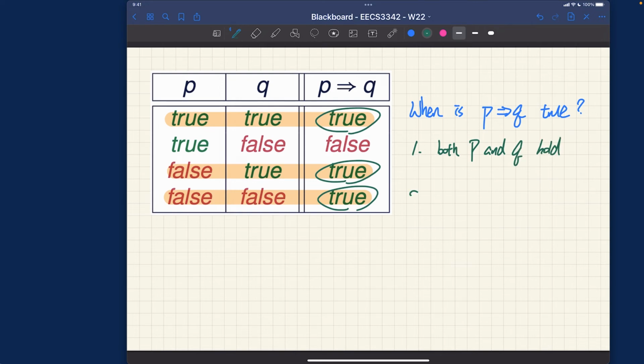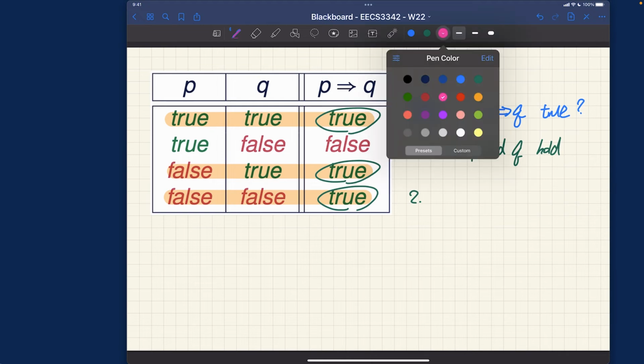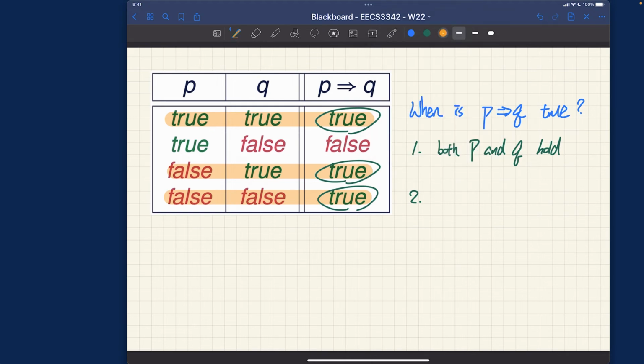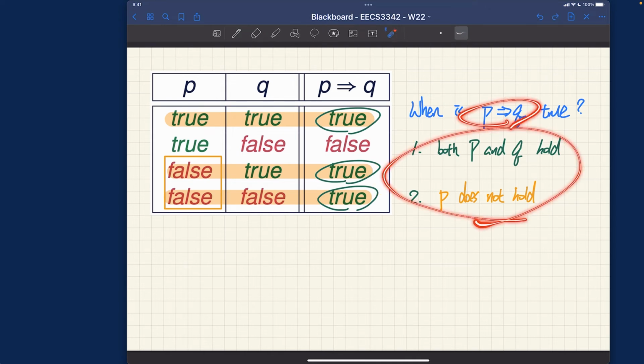Okay, but number two, in the case where P is simply false, meaning that the promised terms are simply not met, then we said before, it doesn't matter if you fulfill the duties or not, the contract will simply not be breached because it's simply invalid, right? So number two, which is something that you want to make sure you actually review, maybe something you may have forgotten. Number two is P actually does not hold. Okay, so these are the two conditions under which P implies Q will be true. That's a hint question for you.